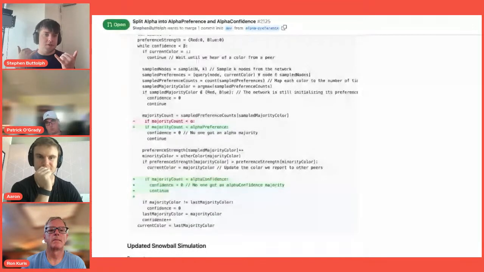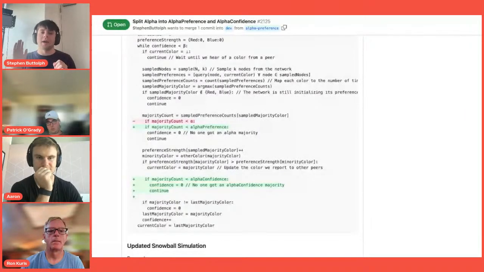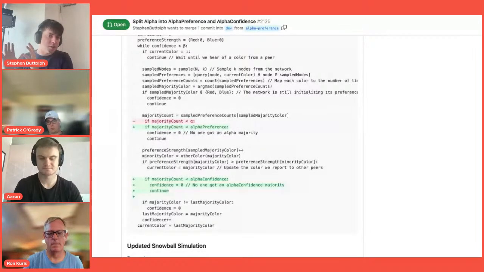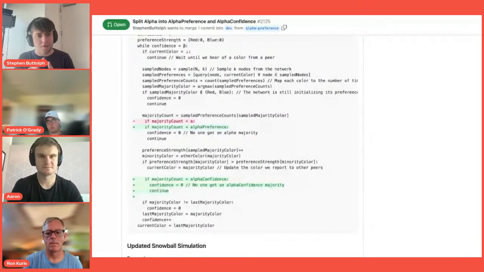So you have the alpha preference and the alpha confidence, which is a very minimal change to the reference spec. We can see here, it just basically adds 3 lines of code. But what this means is that you can parameterize it so that you very quickly adopt a color early on, even in a 50-50 split. But you still only terminate once you have that very high confidence that the network doesn't revert. So you still keep that security, but you're much more willing to switch your color if you're undecided in a 50-50 split.